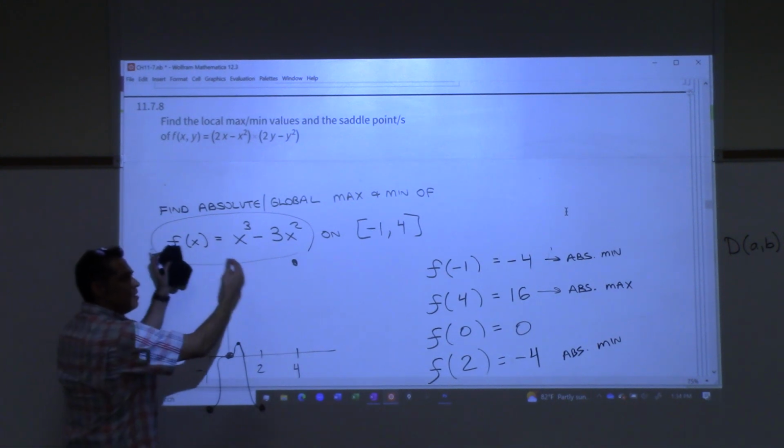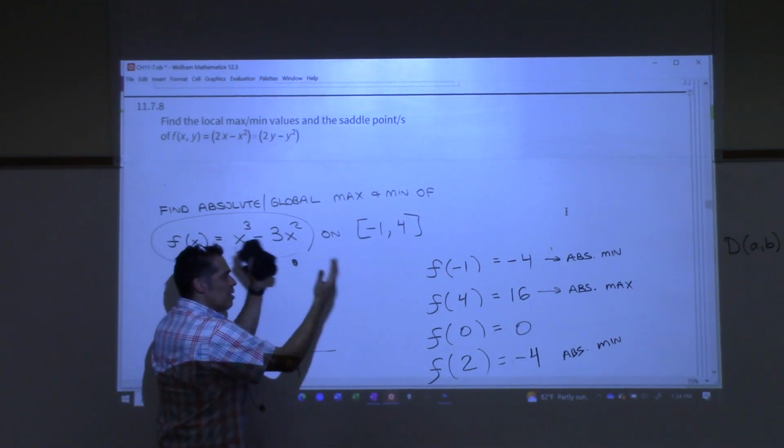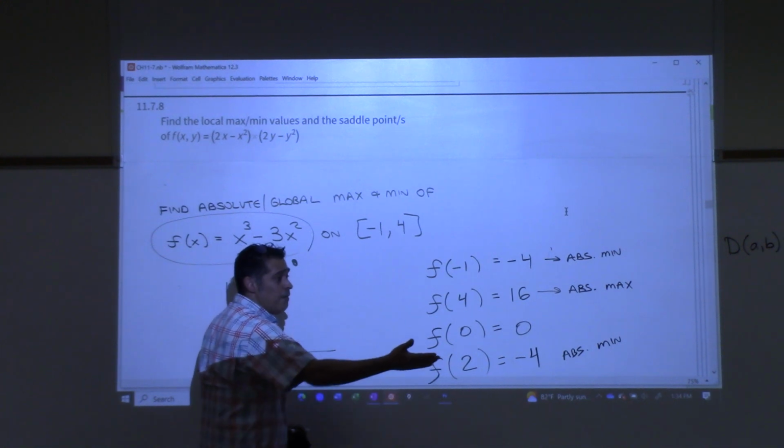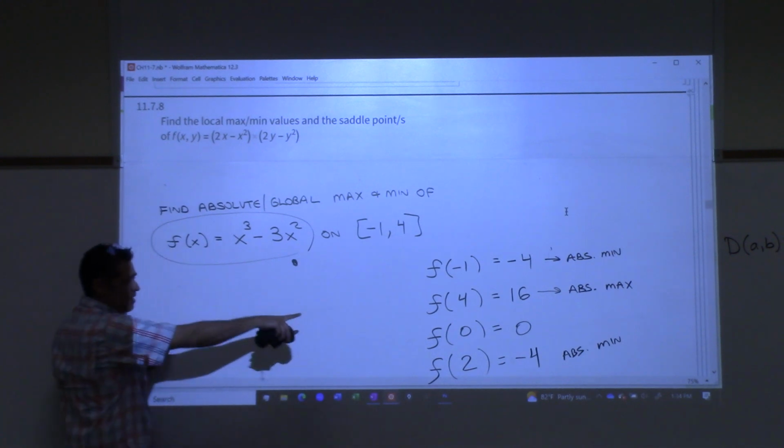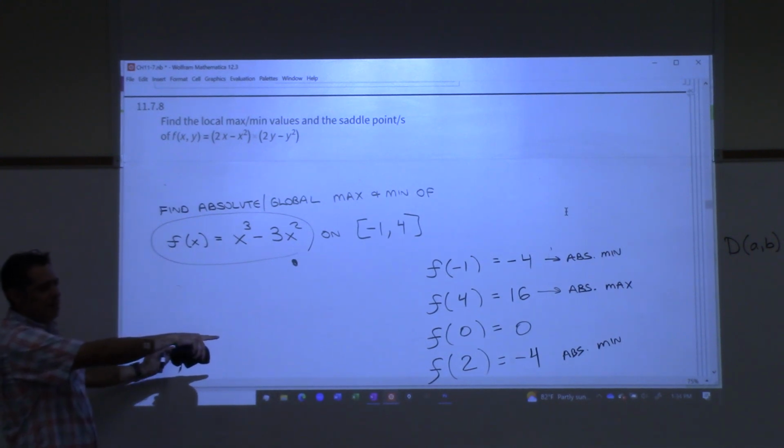For any function that's continuous on a closed interval, here's how we find the absolute max and mins. If you want to go find local max and mins, if that's what you want to do, don't do this. This is not efficient for finding local max and mins.